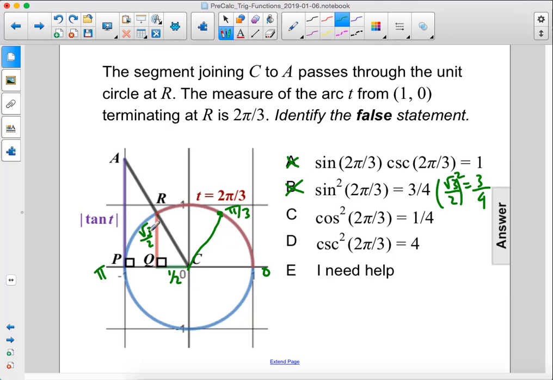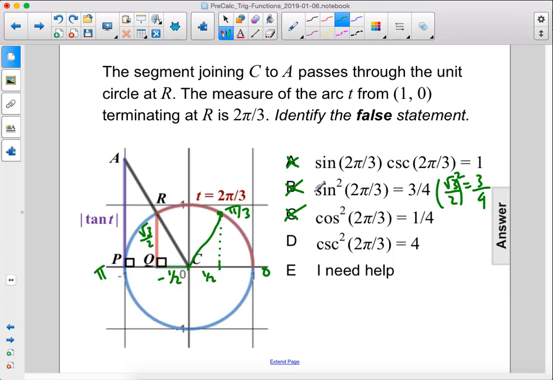Cosine squared, well, the cosine of 60 degrees over here, which over here would be negative. This is positive 1/2 for the cosine, and this would be negative 1/2. But squared, it doesn't matter because it'll become positive. Negative 1/2 squared is 1/4. This is true. And then cosecant squared.